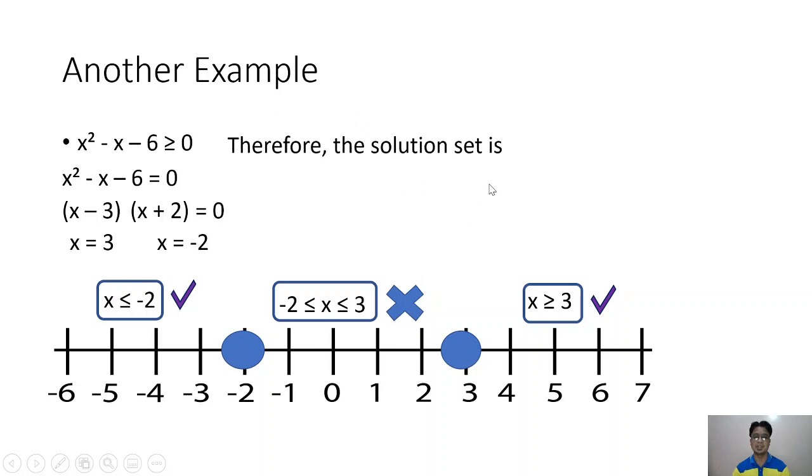The solution set kapag ganyan, again, this is a set, so lahat po nung sagot natin dapat nakaset pa rin. This is a set of all x such that x is less than or equal to negative 2, or pwede ring and x is greater than or equal to 3. Ito po yung pinakasagot natin.